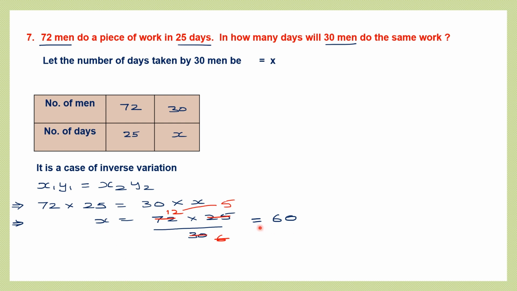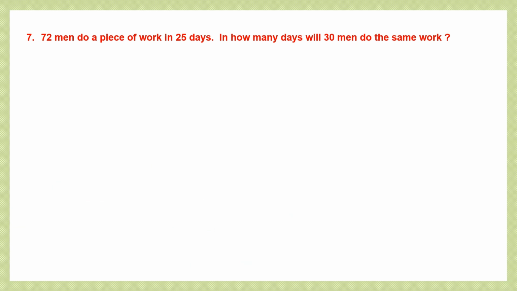X is 60. And what is x? The number of days taken by 30 men is x and that is 60. So 60 days. So the number of days needed by 30 men to complete the work is 60, which is our final answer. We can do the same thing in the arrow method.